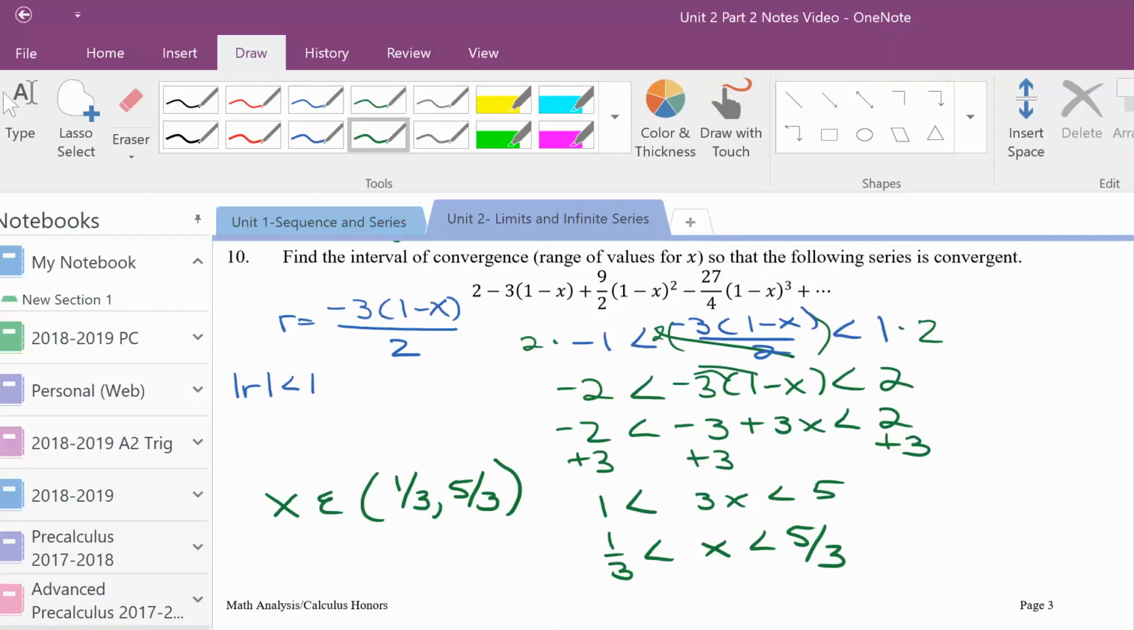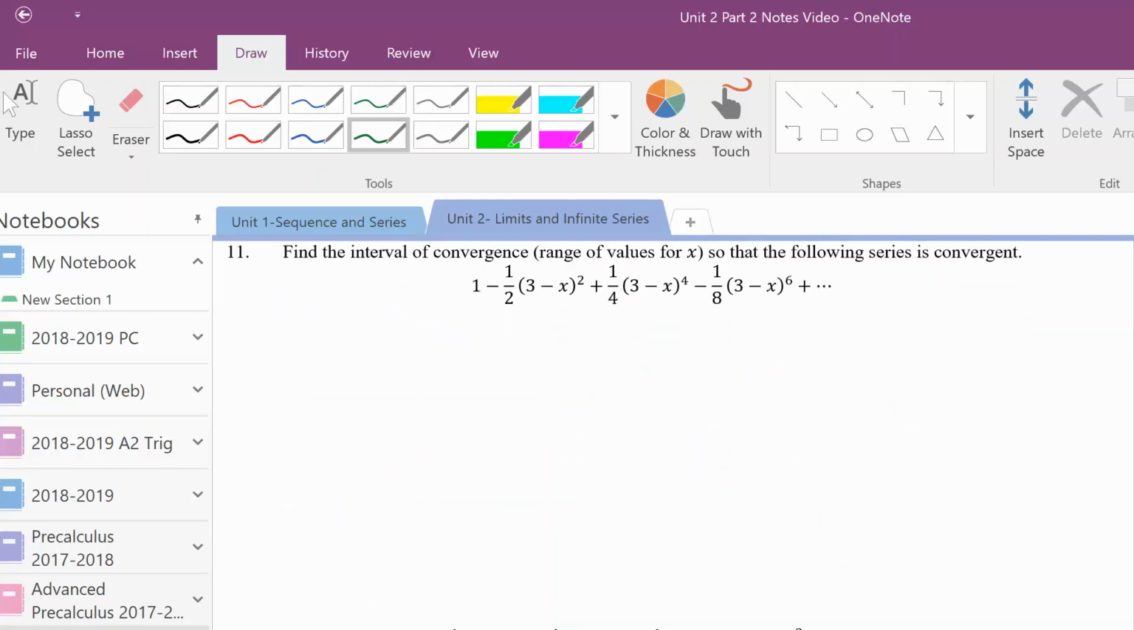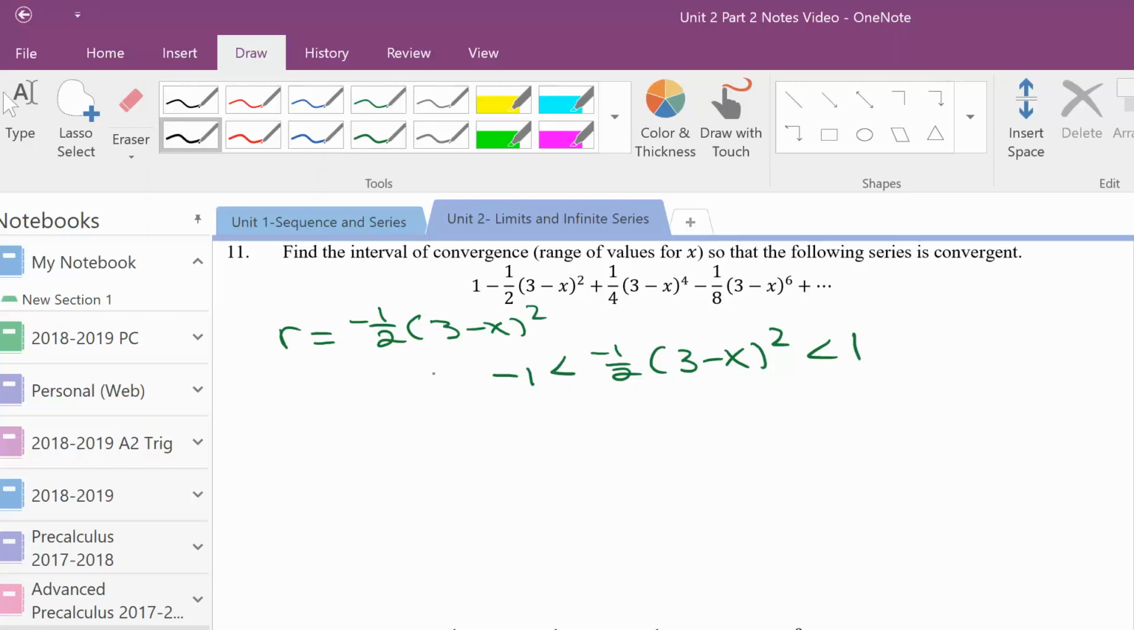All right, so for number 11, it's the same type of problem, except now the ratio is going to be second term divided by first, so -1/2 times 3 minus x squared. So this ratio has to be between -1 and 1. So when we multiply by 2, actually we're going to multiply by -2 to get rid of the fraction. The inequality will flip, so we get 2 is greater than, this cancels out, so 3 minus x squared, which is greater than -2.